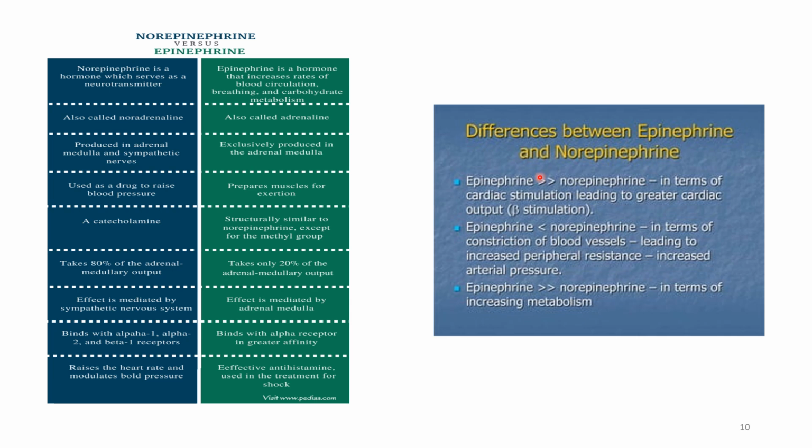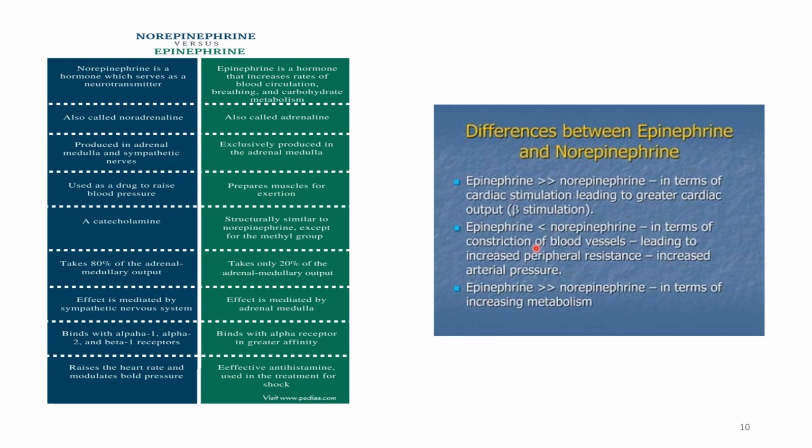See some differences. Epinephrine is more effective in terms of cardiac stimulation, leading to greater cardiac output. Okay, we have seen that. So beta 1 receptors are present on the heart, and epinephrine will increase greater heart rate and greater conductivity and contractility on the heart. And epinephrine is also greater in effect in increasing the metabolism. So our body metabolism is greatly increased with the help of epinephrine.